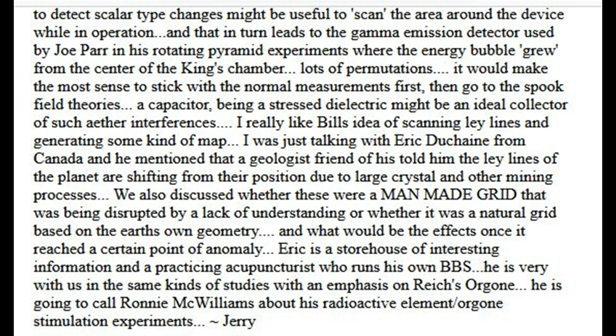He is working with us on the same kinds of studies, with an emphasis on Reich's argon. He is going to call Ronnie McWilliams about his radioactive element/argon stimulation experiments.